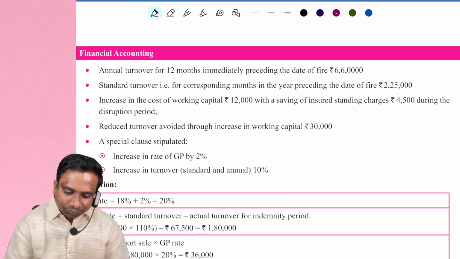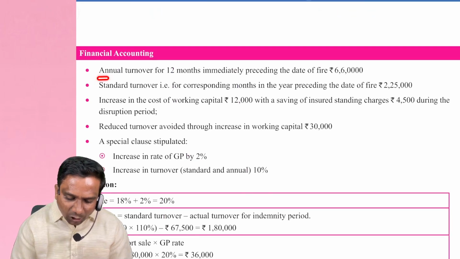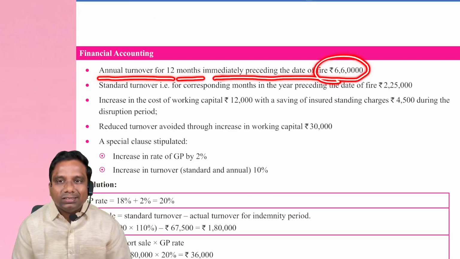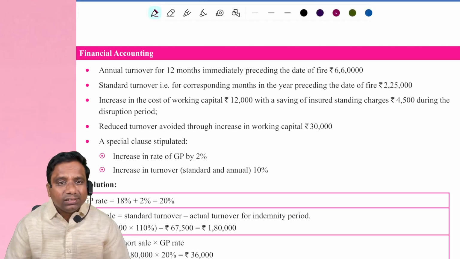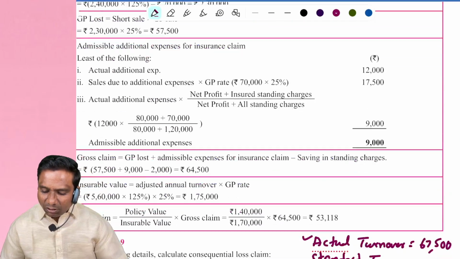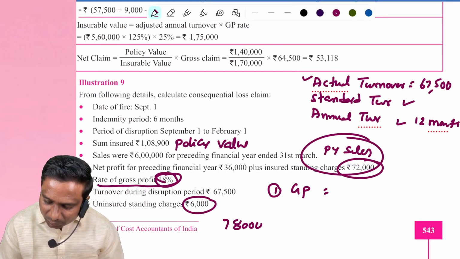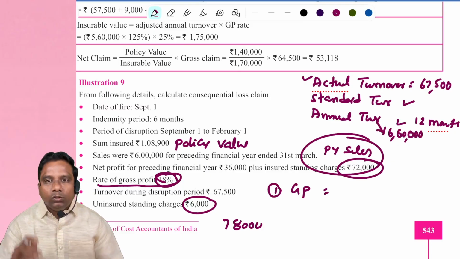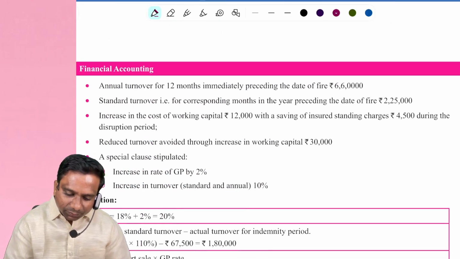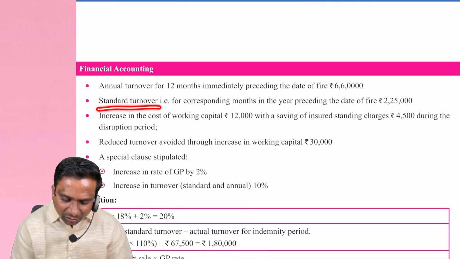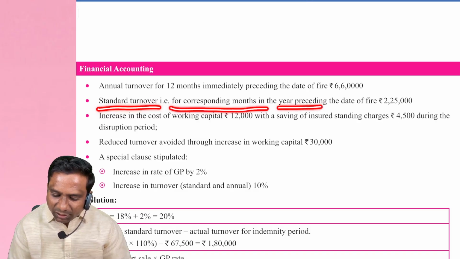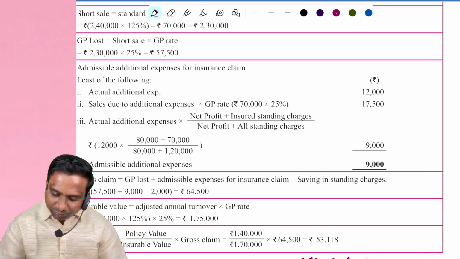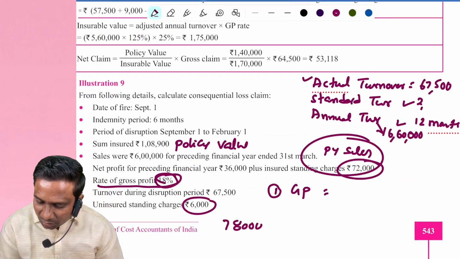Okay, sir. Next, annual turnover for the 12 months immediately preceding the date of fire is 6 lakh 60,000. This is nothing but our annual turnover. Next, standard turnover, that is for the corresponding months in the year preceding the date of fire, is 2 lakh 25,000.